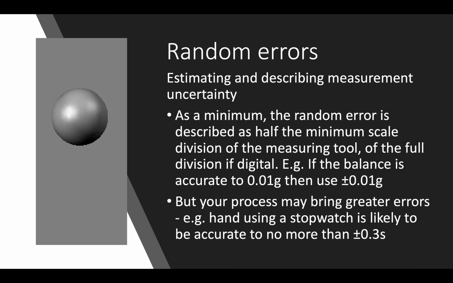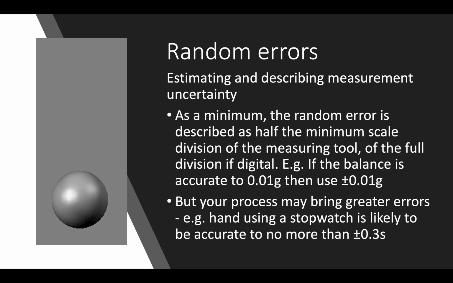When we're estimating what those random errors are, the first thing we look at is the tool that we are using. If you have a ruler marked out in centimeters, then the closest you can probably get is about half a centimeter. So about half of a division.